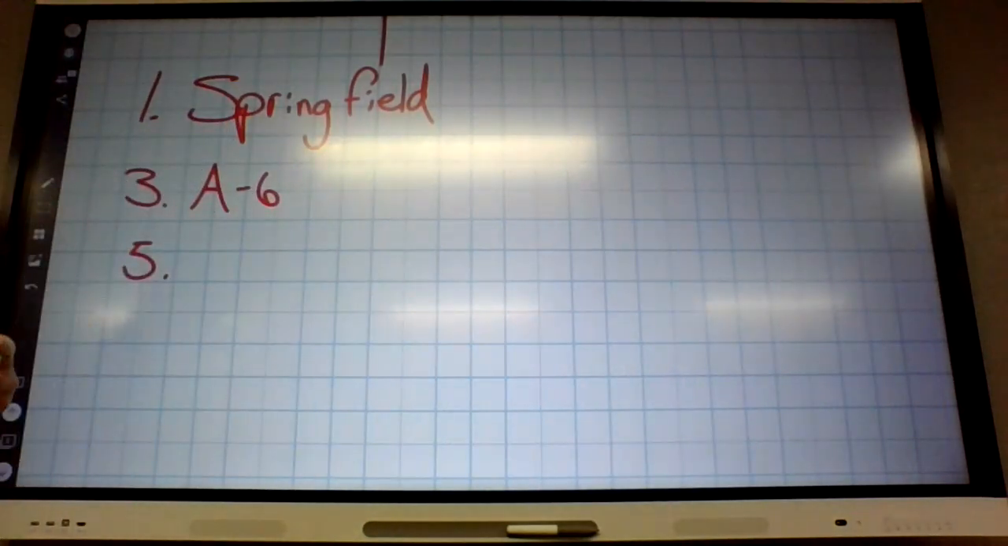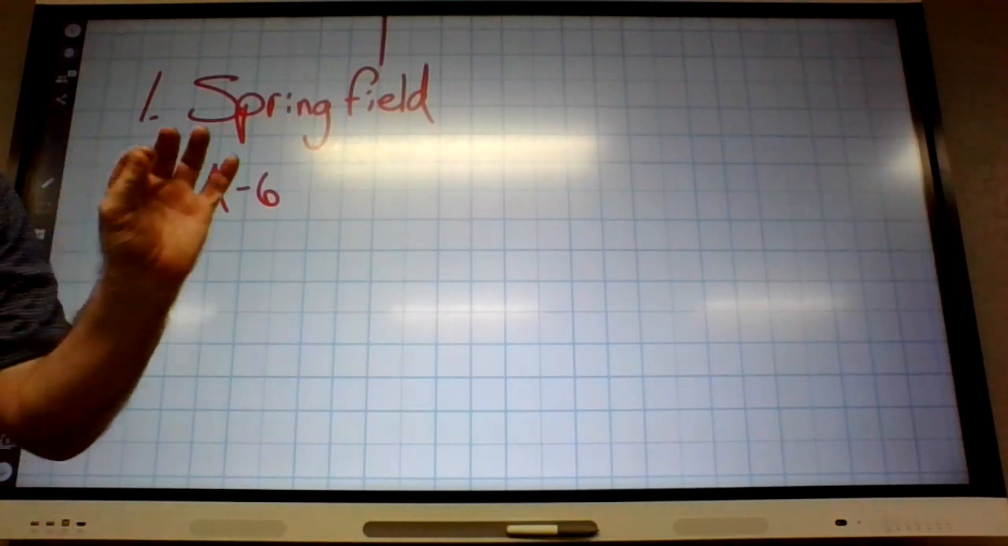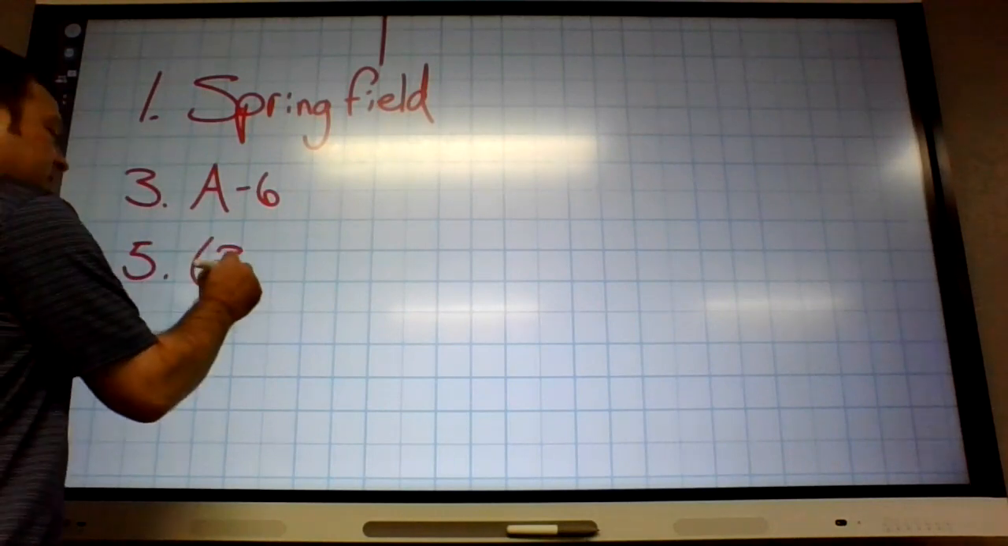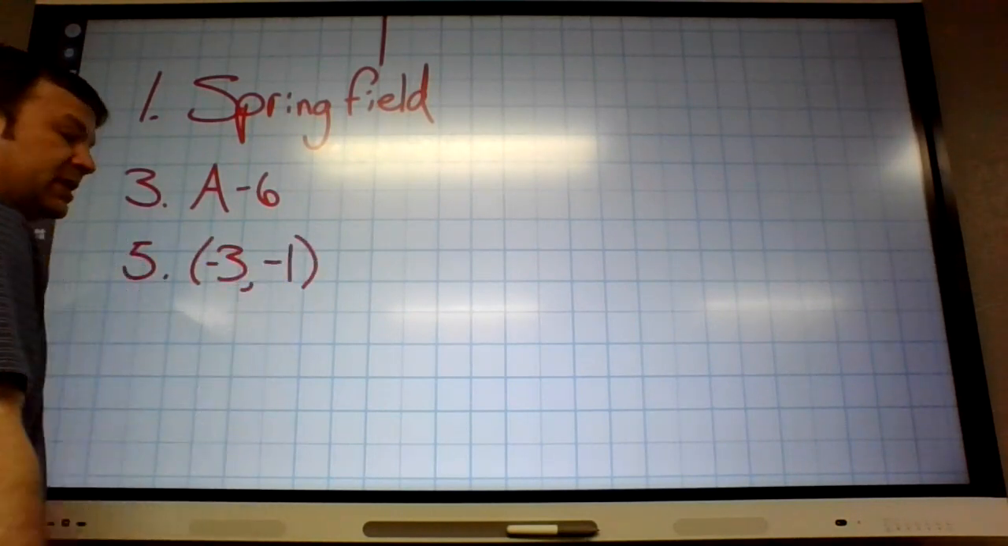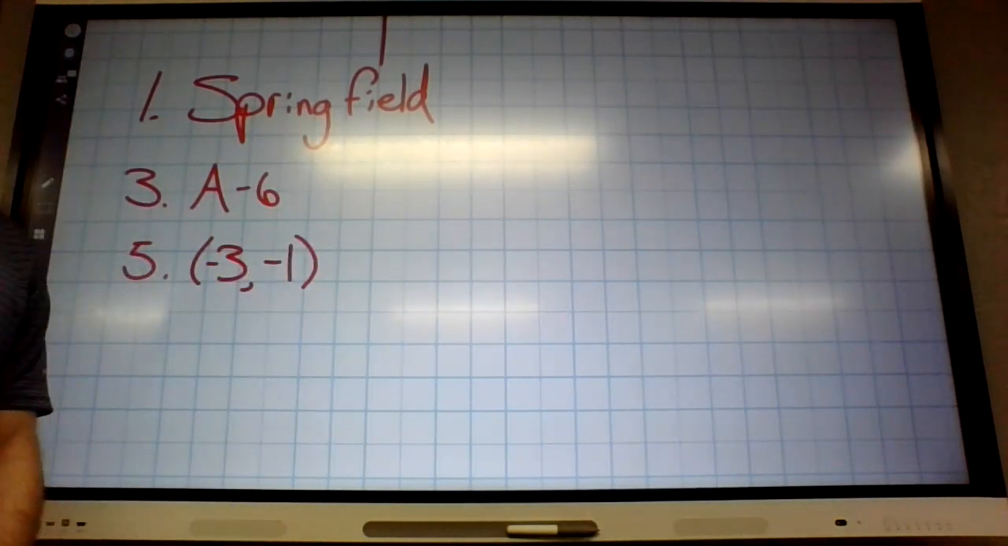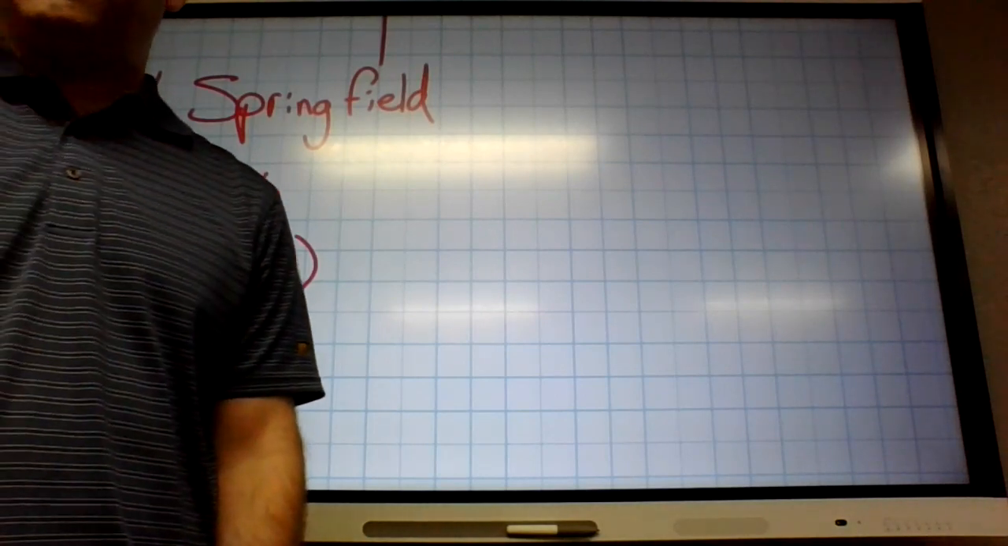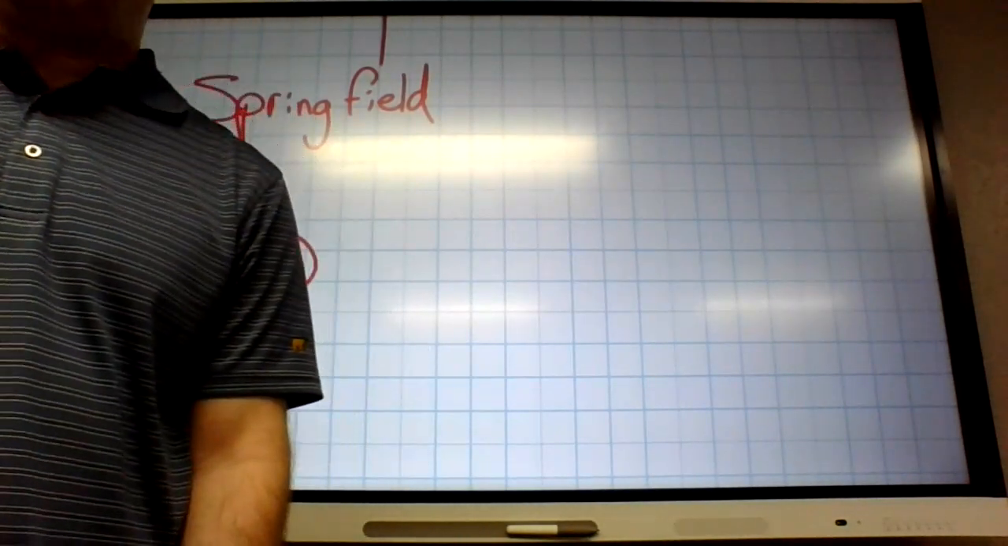That's number 5. It'd be -3, -1. Right, it's left 3, so you go left 3, that's -3, and then it's down 1, so it's -1. That would be the answer for A. You should have the parentheses and the comma, that's what it should look like. You go left or right first, up or down second.